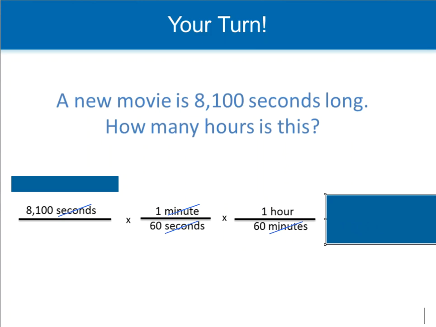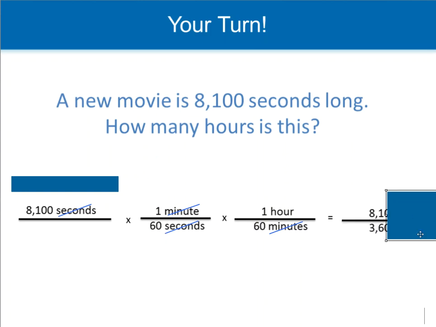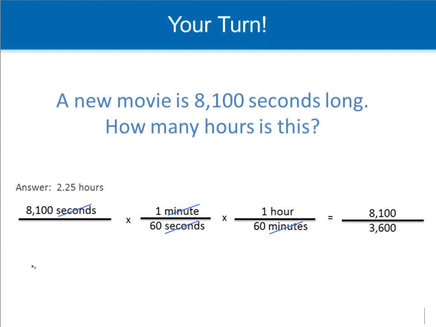So now that we have all of the conversions there, we're going to cross cancel anything that's matching. So seconds crosses out with seconds, minutes crosses out with minutes, and we're left with the unit we're looking for. So now we just go straight across. 8,100 times 1 gives us 8,100, and 60 times 60 gives us 3,600. So now we have our fraction, and we just simplify. In your calculator, you can put 8,100 divided by 3,600, and you're going to get 2.25, which is the number of hours in that movie if the movie had 8,100 seconds.